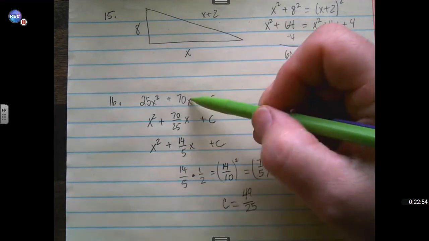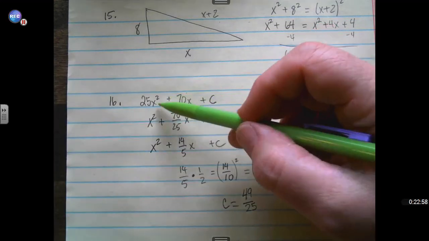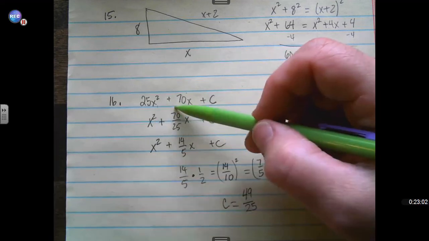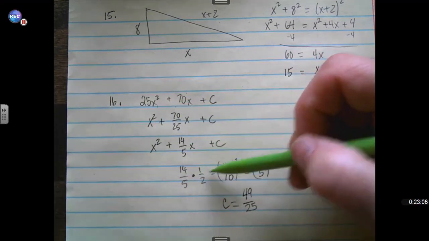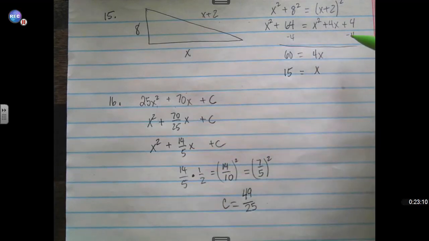Take half the coefficient of the linear term and square it. But in order to do that, the coefficient of the squared term has to be 1. That's why I divided by 25 first, reduced it, took half, reduced that, and then squared it, and got the 49 over 25.